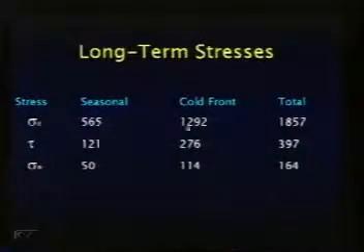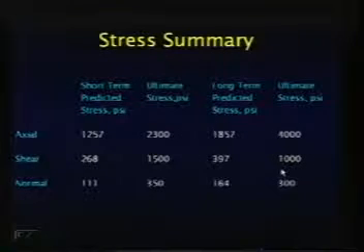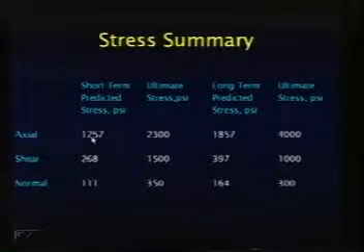We get the seasonal change of 565 psi plus 1292, so the total stress, the axial stress, will be about 1800 psi. The shear stress turns out to be about 400, and the normal stress is about 164. Looking at the big summary table, and we're just about at the end of this, we found that for short term, the stress was about 1257 psi.